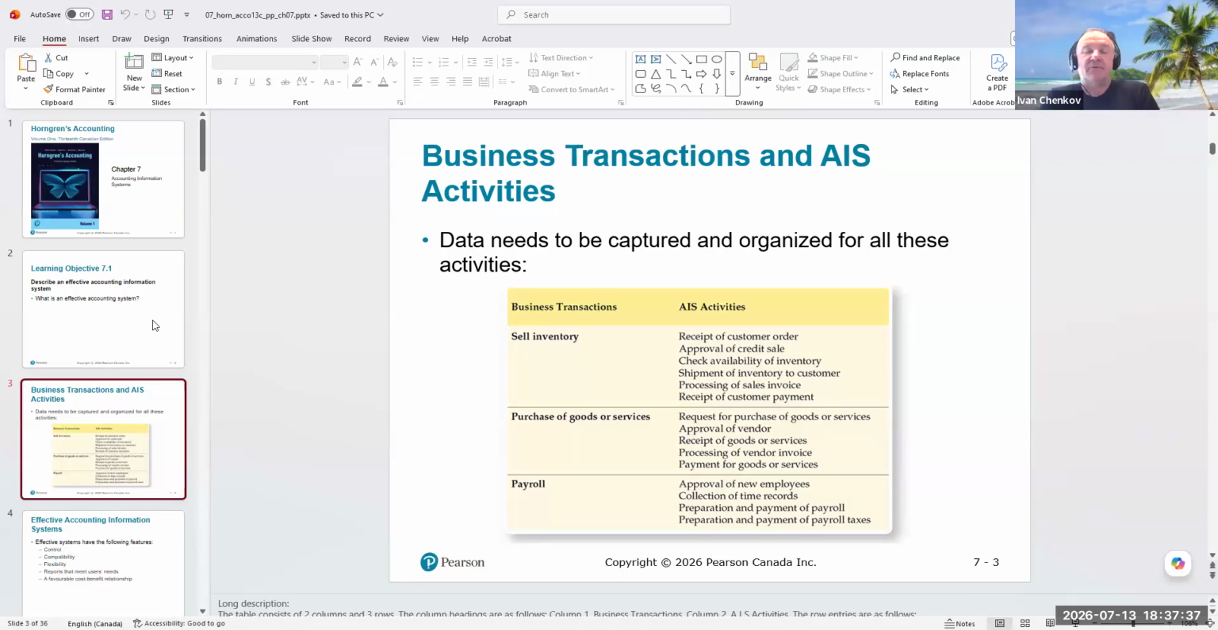And of course, if we're providing a service, we need people to work, and that will be our payroll. If we're producing finished goods, we also need people to work. So again, that's payroll. For that payroll, we need to capture information about approving new employees, collecting time records, and preparation of payments and payroll taxes. So all those activities have to be captured by the accounting system.